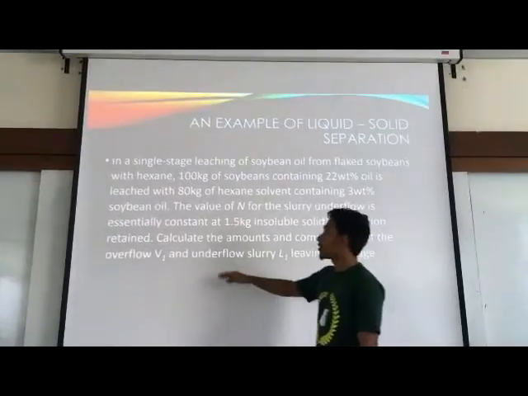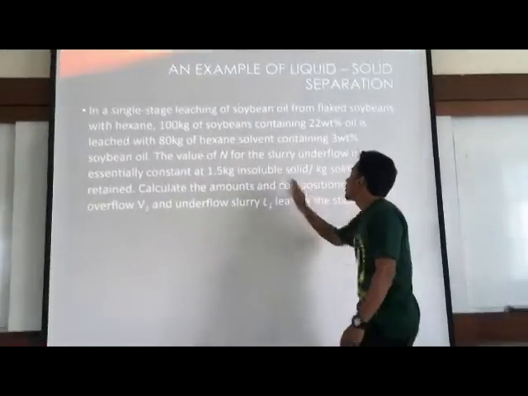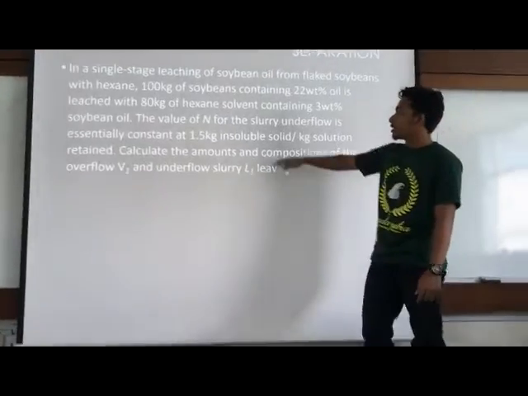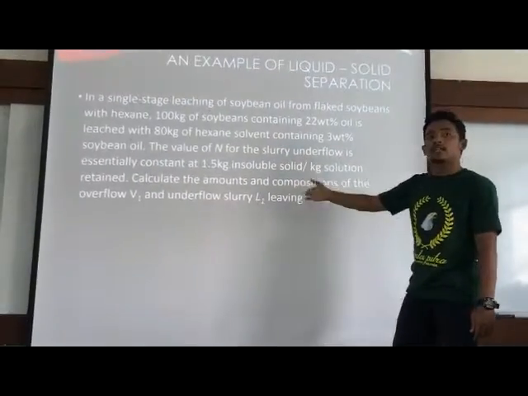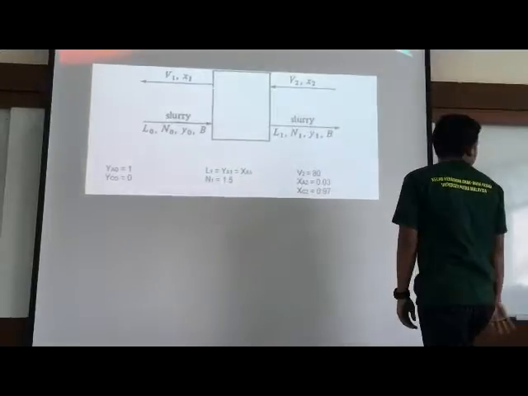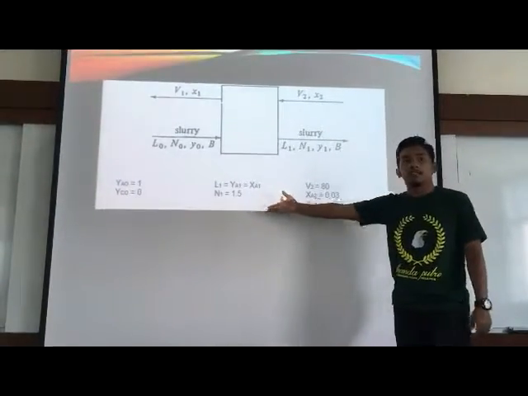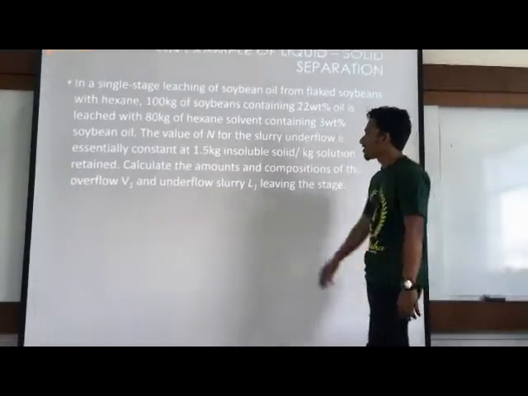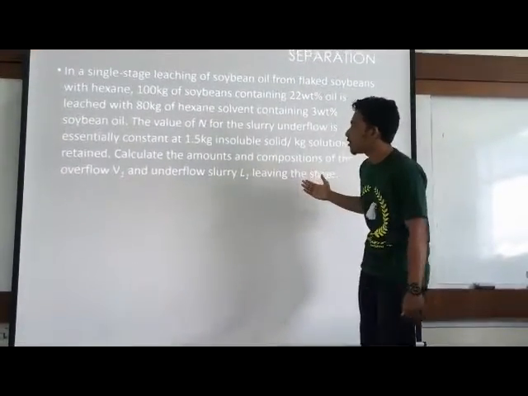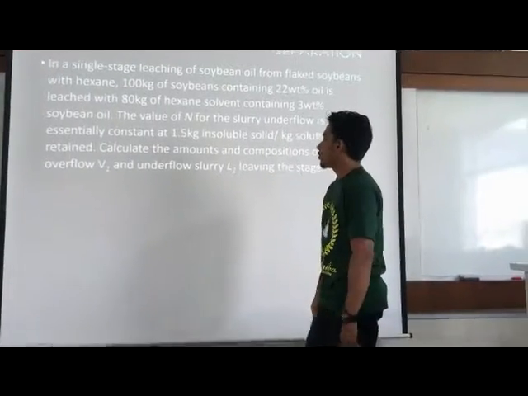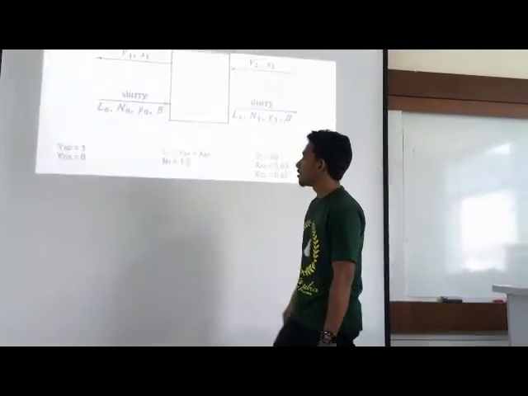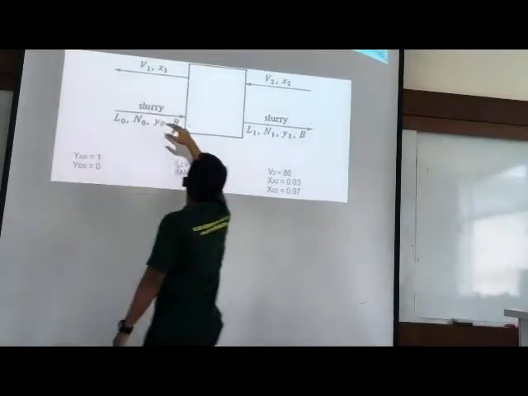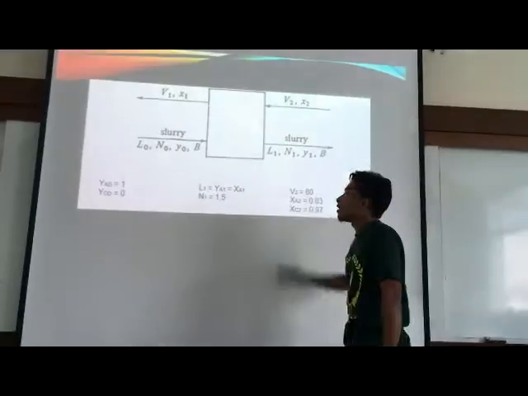Okay, and we continue. The value of N for the slurry underflow is essentially constant at 1.5 kg. So it is stated already that the value for N is 1.5. Okay, so calculate the amount and composition of the overflow V1 and the underflow slurry L1 given the stage. So we want the V1 here and the L1 here. Both are the output.